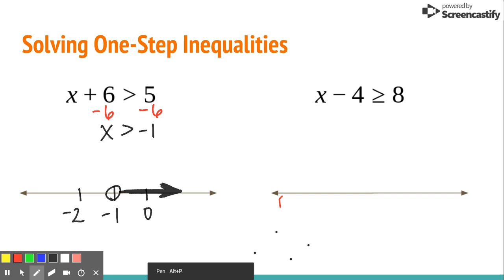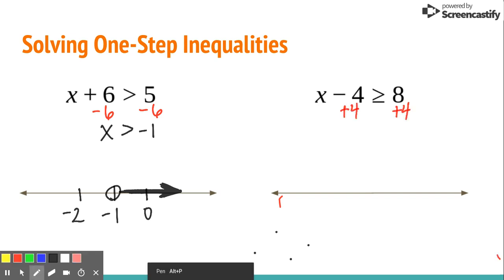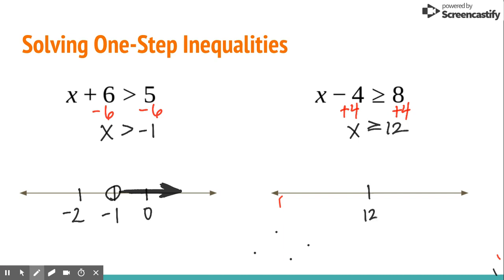Okay, this next one, add 4 to both sides. And we've got x is greater than or equal to 12. 12, 13, and 11. Greater than or equal to 12, so it's allowed to be 12. And anything bigger than 12. 13 is bigger than 12, so I know it's going to go in this direction. And then you can also look at the inequality symbol. Notice that it's pointing in that direction.